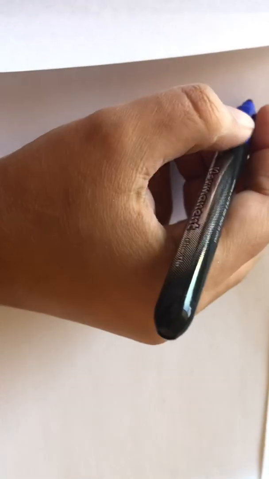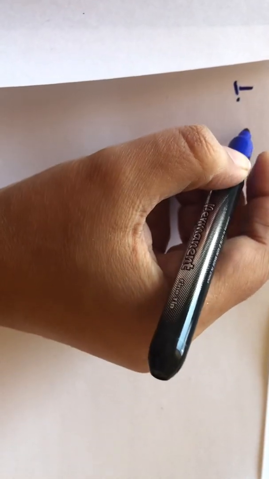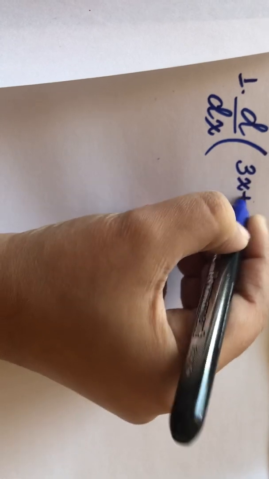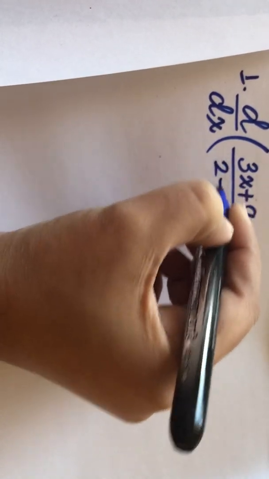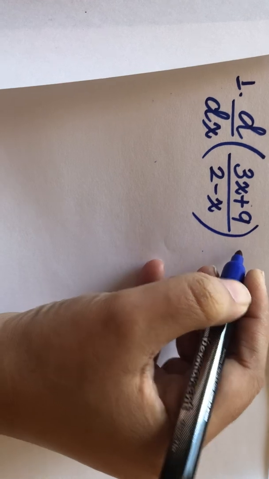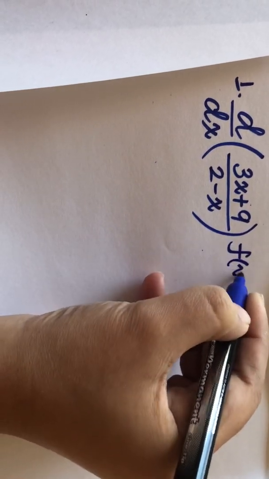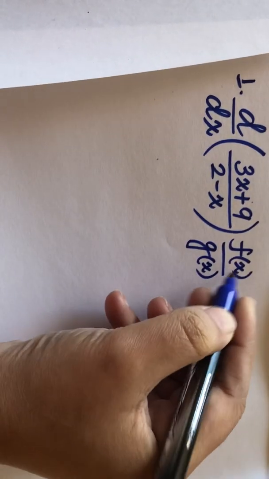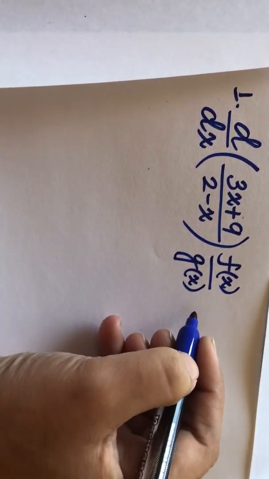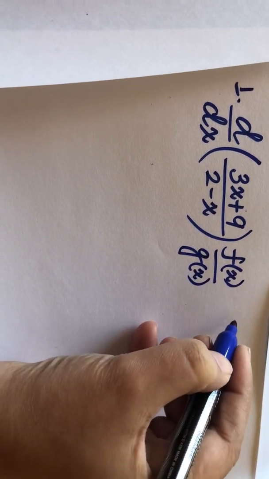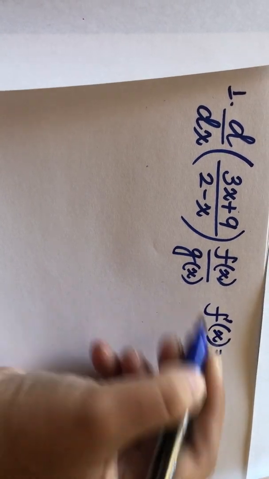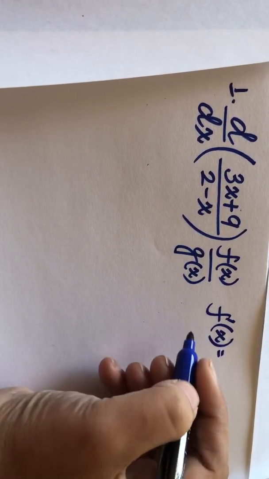All right, so let us continue with our first example that I gave you on the last page, and our question is find the derivative of d by dx of 3x plus 9 over 2 minus x. So what I like to do is label my functions as f of x over g of x. It really helps to identify things when I have to plug them back into the formula. And I also write down right next to them f prime x and g prime x, because I use them back and forth in the formula.